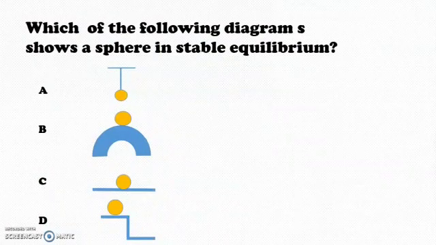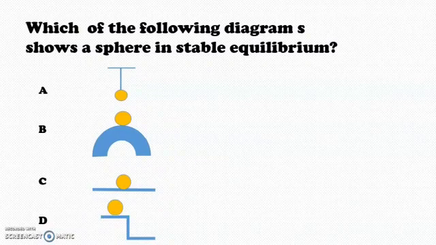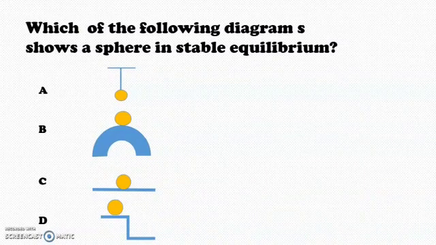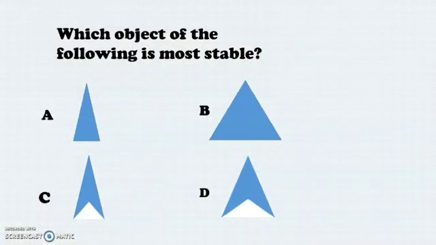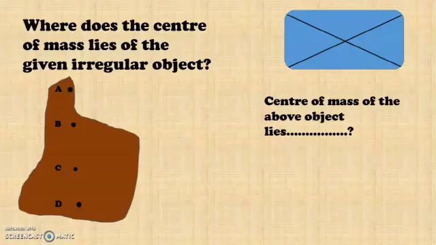Next is, which of the following diagrams shows a sphere in a stable equilibrium? Option A, B, C and D. The correct option is A. Which of the following objects is most stable? A, B, C and D. The correct option is B, because its base is wider, so it is more stable as compared to the other one. Where does the center of the mass lie of the given irregular object? Options are A, B, C and D. The correct option is C.